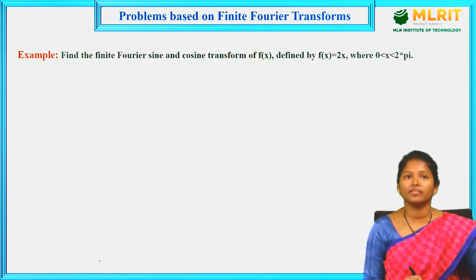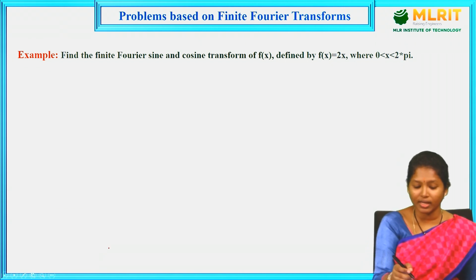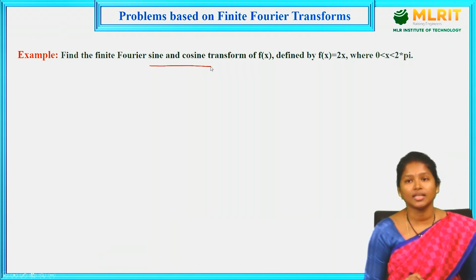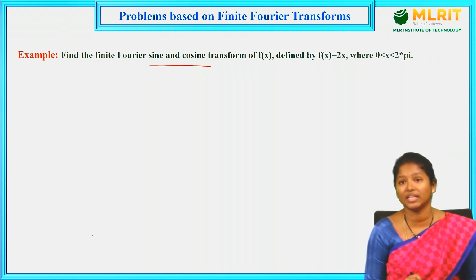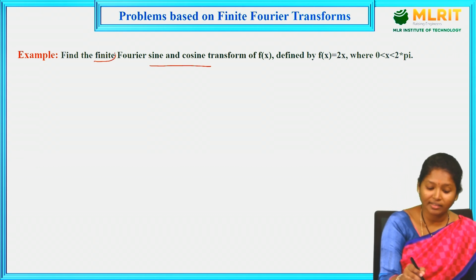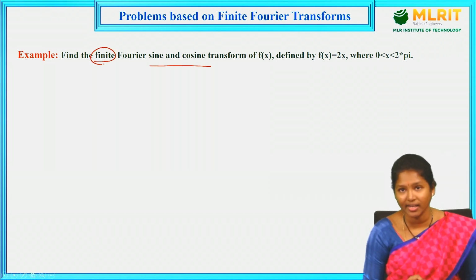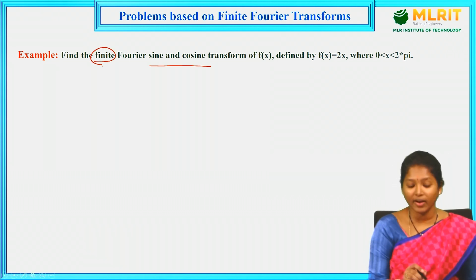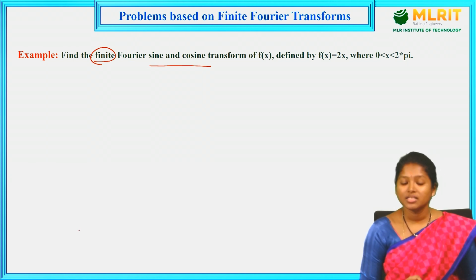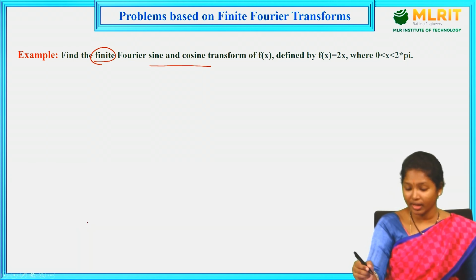So here they have given: find the finite Fourier sine and cosine transform. Already I discussed this in the previous session. For finite, they will particularly ask finite. So here also they have given: find the finite Fourier sine and cosine transform of f of x.